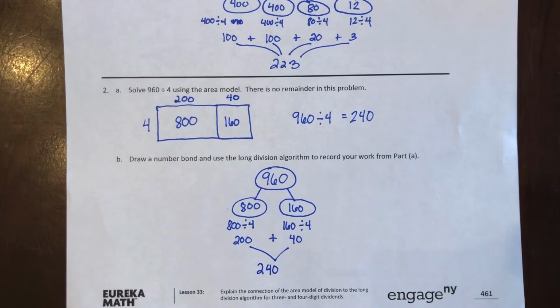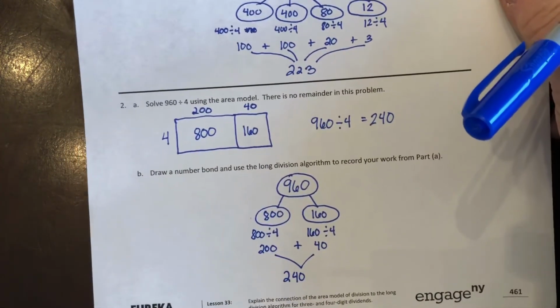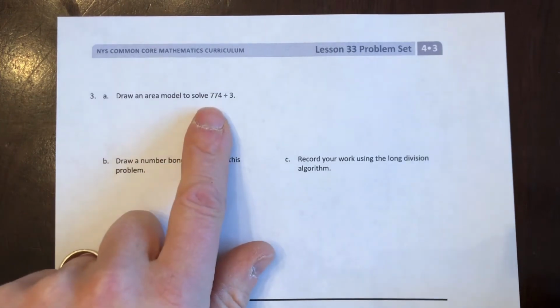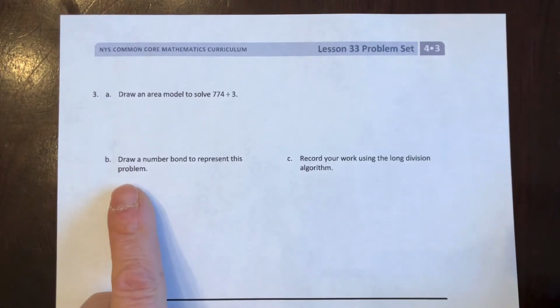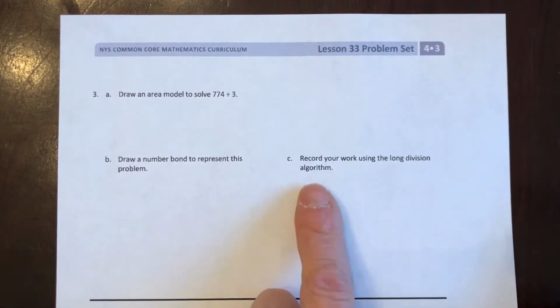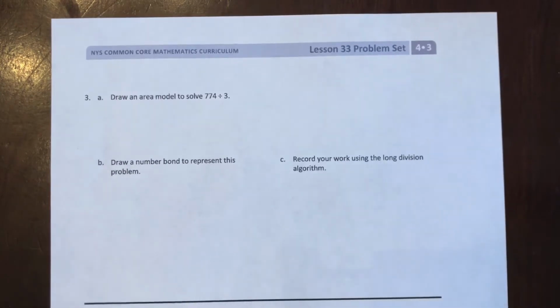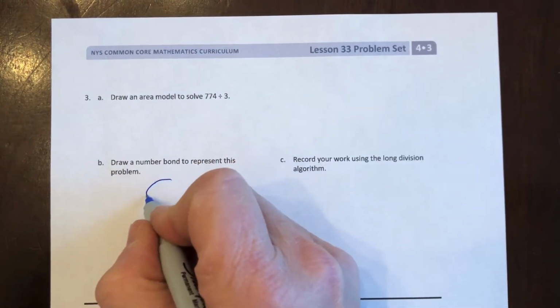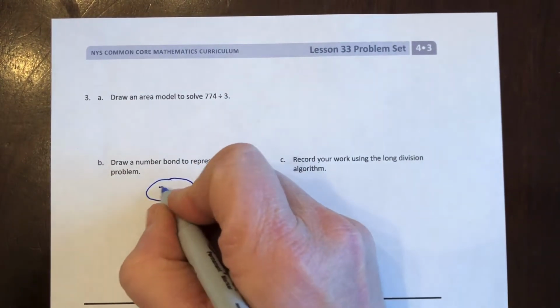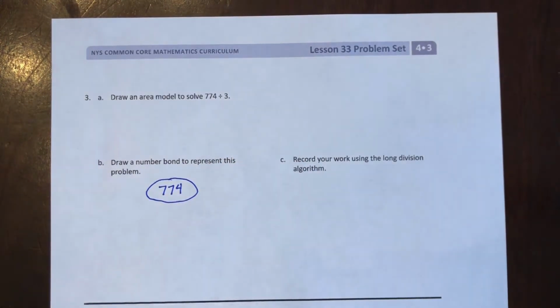All right, let's take a look at the next one, on the back of this paper. Draw an area model to solve 774 divided by 3. Draw a number bond to represent this problem. Record your work using the long division algorithm. Okay, so here's how my brain works. I'm going to jump to the number bond first. Let's put a number bond up here, and then let's have a class discussion about 774 and the numbers we can break that down into that are going to give me numbers divisible by 3, okay?